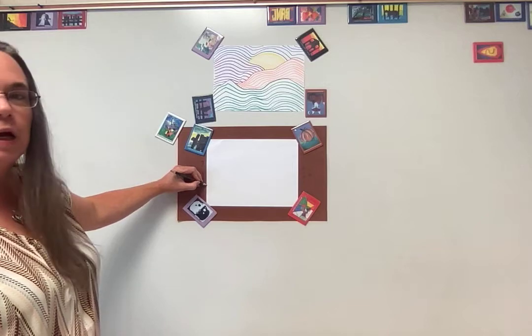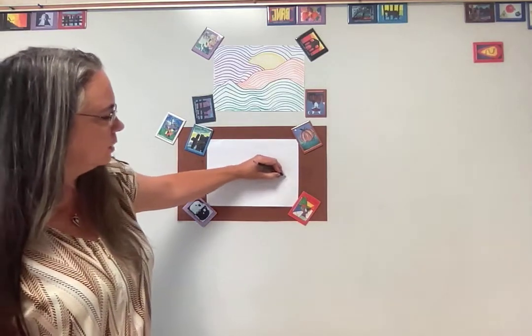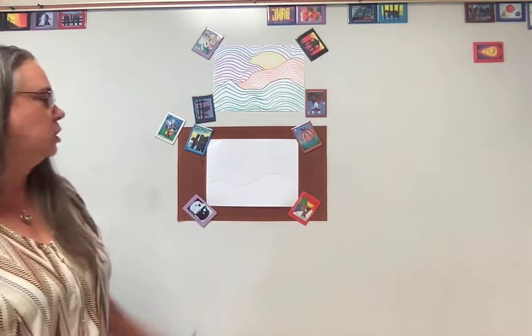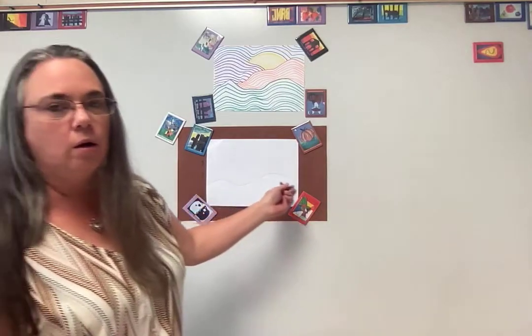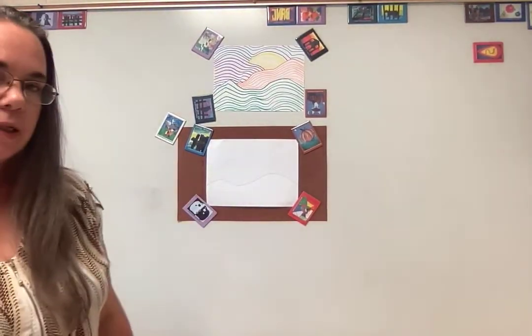And we're going to draw a line that's curving up and down across the paper, like the tops of some rolling hills. Just make it go from one side all the way over to the other side of your paper, curving all the way across. We don't want it to stop before it gets to the other side.